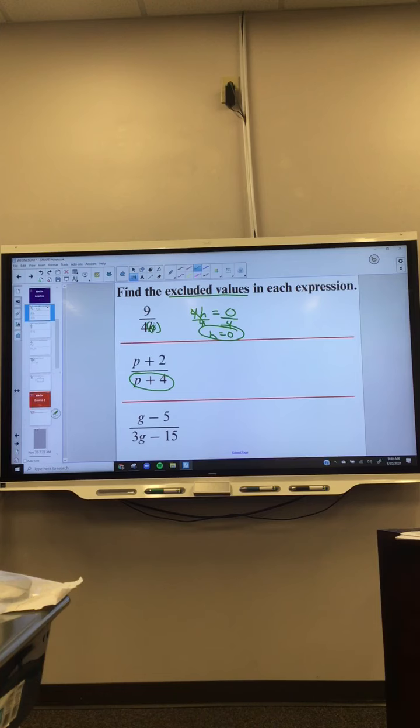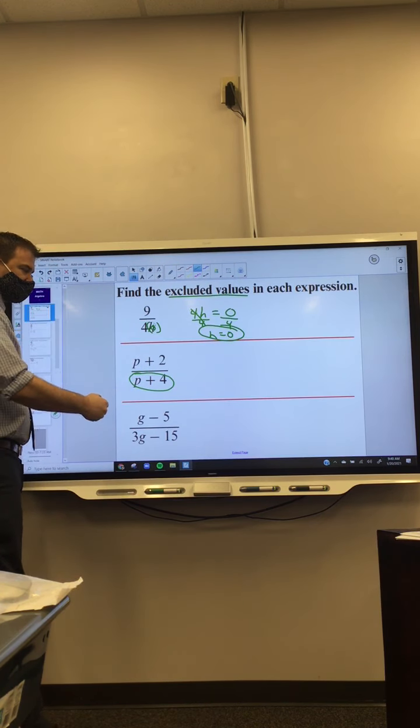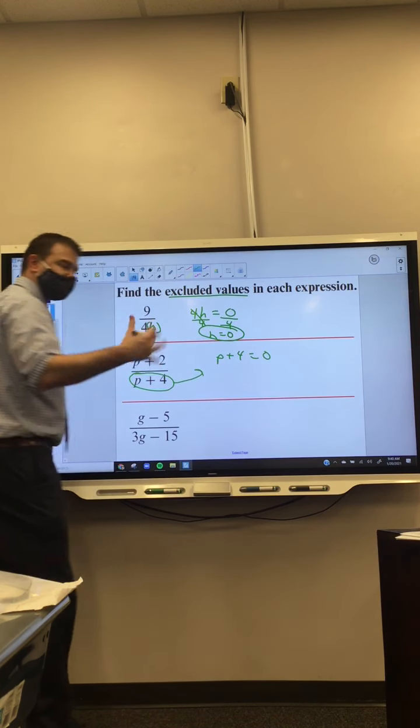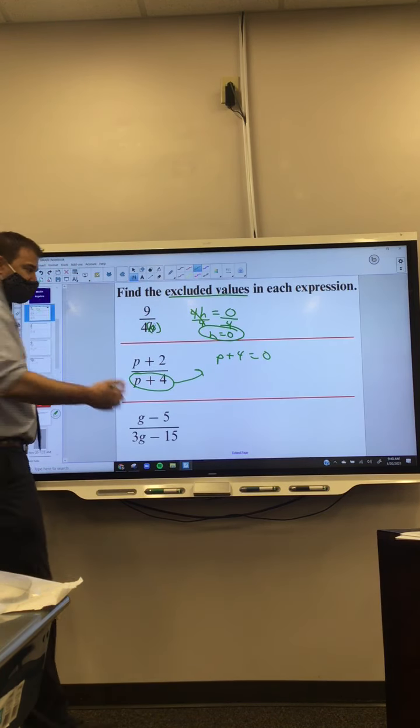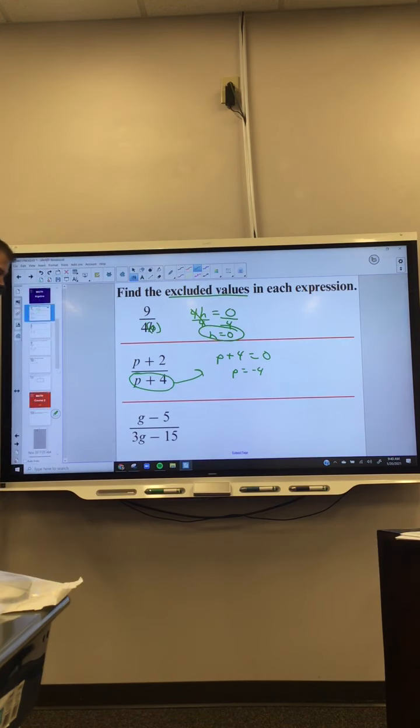This one you can probably do in your head. What's the only thing that I can't have there? Negative 4. Okay, because negative 4 plus 4 is going to make this whole thing down here 0. So if I wanted to, I could pull that out and say, well, p plus 4 equals 0. That's really what you're doing to solve for that. Subtract 4 from both sides. So p cannot equal negative 4. Okay? Can you do the last one on your own?